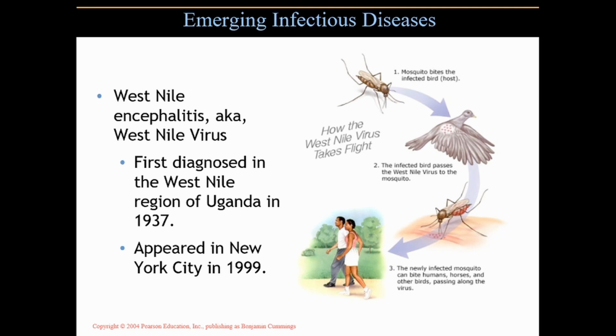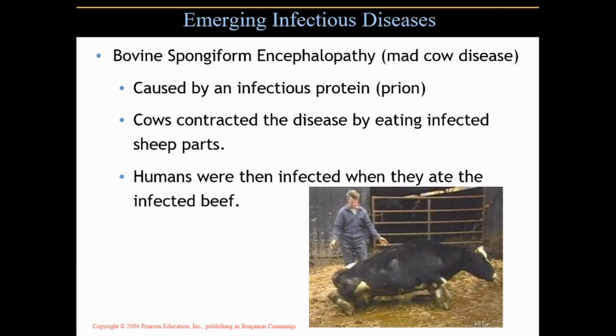West Nile encephalitis, or what's called the West Nile virus, first diagnosed in the West Nile region of Uganda in 1937. So West Nile has been around for a long time. It appeared in the United States in 1999 in New York City. How does it spread? Mosquito bites an infected bird carrying the West Nile virus. The mosquito then can transmit that virus after biting the infected bird to a human or some other host. And this is how the virus disseminates itself into a community through the bite of the mosquito.